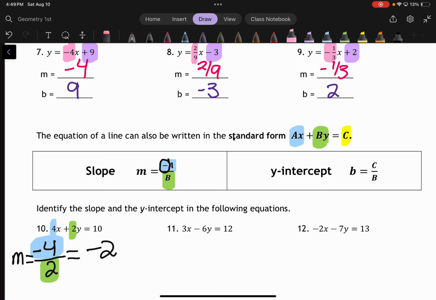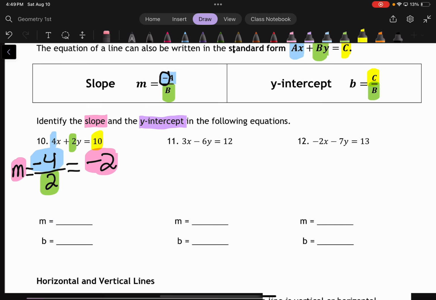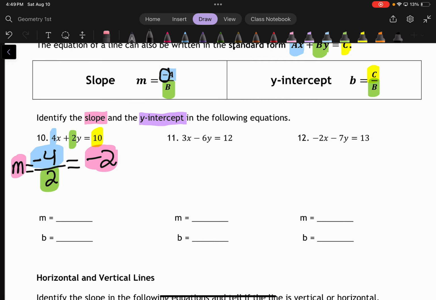Okay. Now, not only do they want us to identify the slope, but they also want us to identify the y-intercept. Okay, so the formula for the y-intercept is the c divided by the b. So in this case, our c is going to be 10. So it's going to be 10 over our b, which is 2. We write it here. This is a, b, and c. And then 10 divided by 2 gives us 5.